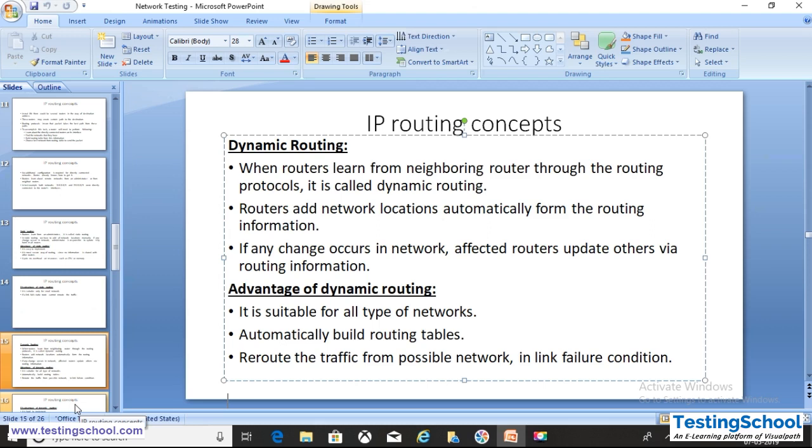It puts additional overhead, as I gave the example in static routing also. In dynamic routing, routers will share the information by using the routing protocol. So in sharing the messages and the routing information, a lot of overhead will be involved. So we can say it puts additional overhead on resources such as CPU, memory and link bandwidth.